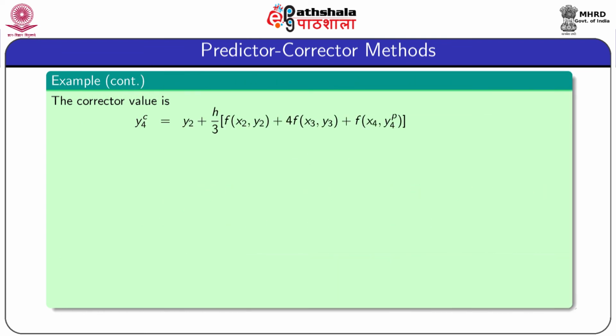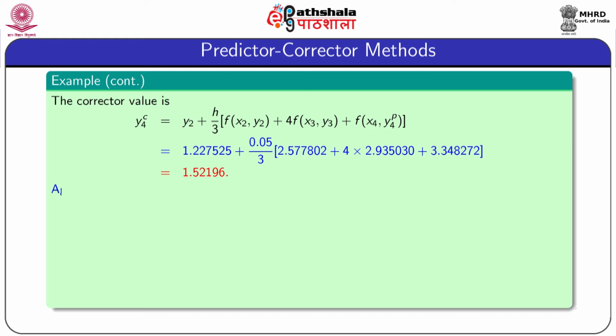The corrected value is calculated from the corrector formula given by the following expression: y4c, that means the value of y at x = 0.20, is equal to y3 + (h/3) times [f(x2,y2) + 4 f(x3,y3) + f(x4,y4p)], and these are the values of y3 and the value of f at different points, and after simplification it is equal to 1.52196. So, this is the corrector value of y.